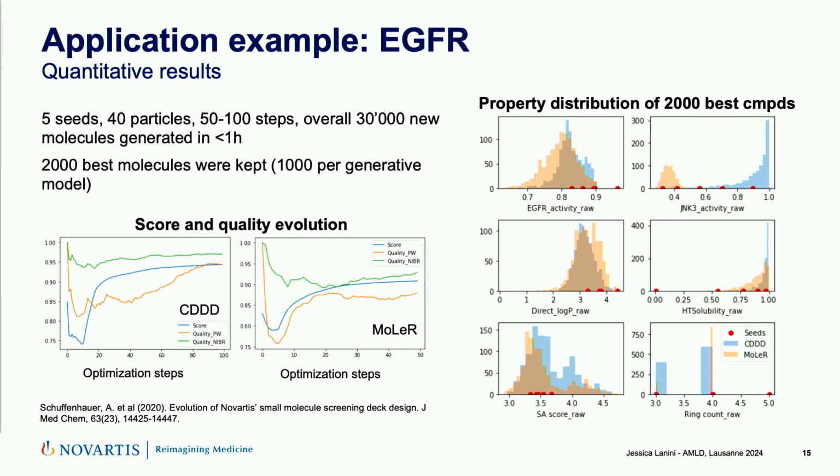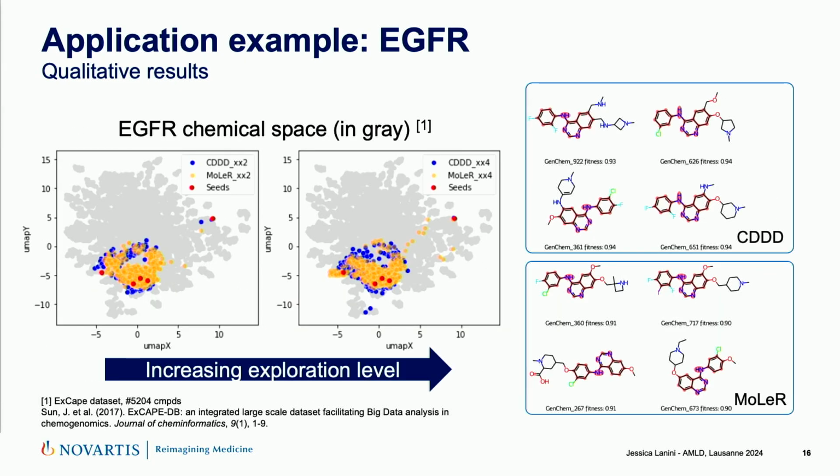Here you can see the evolution over the different optimization steps of the different scores for CDD and molar. And on the right-hand side, you can see the property distribution of the top compounds. You see them against, in red, the seed compounds, so the drugs that I presented at the beginning that are known to be, let's say, active against our target. Finally, I would like also to show you the distribution of these compounds in the UMAP of the chemical space of EGFR, just to show you how we can maybe explore a region of the space and be more exploratory when we would like to be.